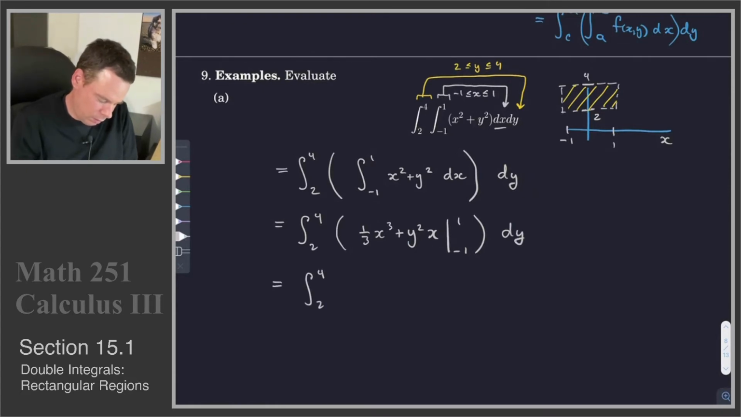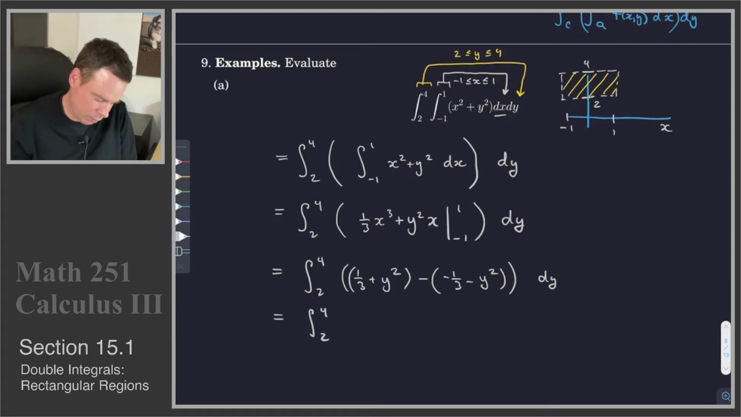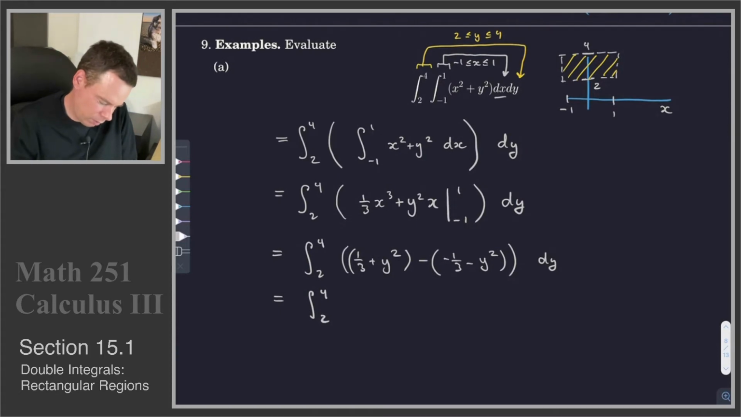Now we evaluate at the endpoints and take their difference. That will get rid of all the x's and just leave us in terms of y. So plugging 1 in, we get 1/3 plus y squared, and then that's minus, plugging in -1, -1/3 minus y squared. So that's the inner integral. We can clean it up a little bit before we go ahead and take that y integral. So you have 1/3 plus 1/3, so that's 2/3 plus 2y squared dy.